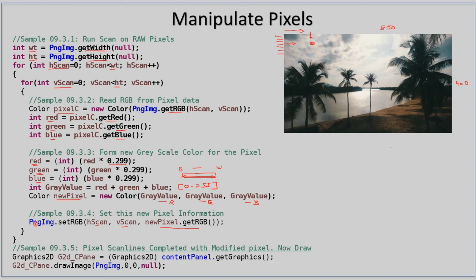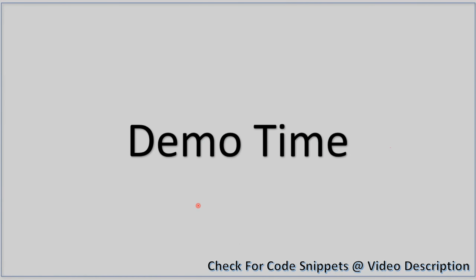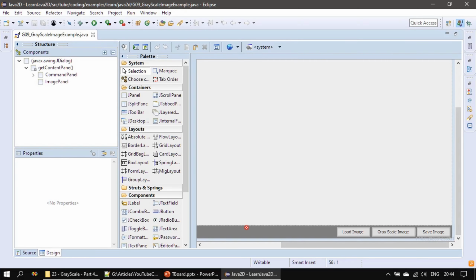Now this is our PNG image. After converting this into grayscale, we as usual access our Graphics2D and make use of drawImage, and we supply the PNG image. When we draw the image here, it will already be converted into grayscale format. Why? Because all the pixels got changed on the button click of grayscale. Alright, now we will go to the demo and see how it works.